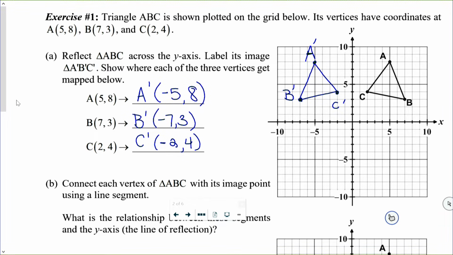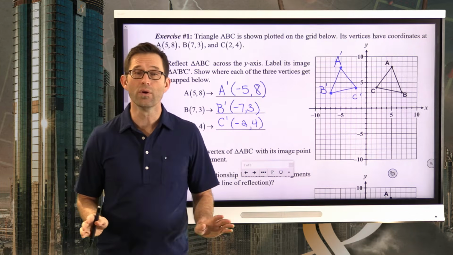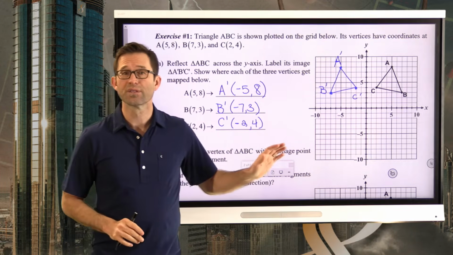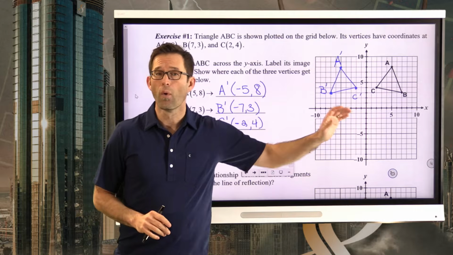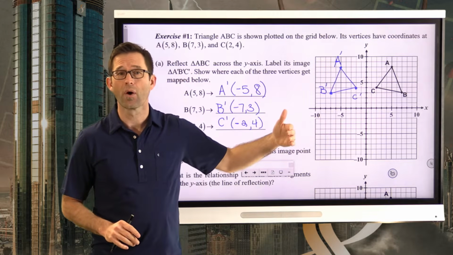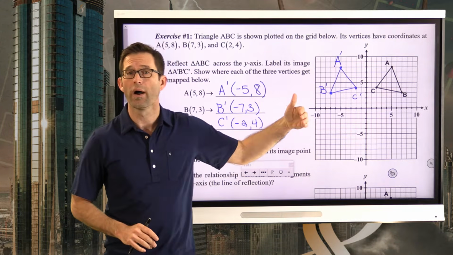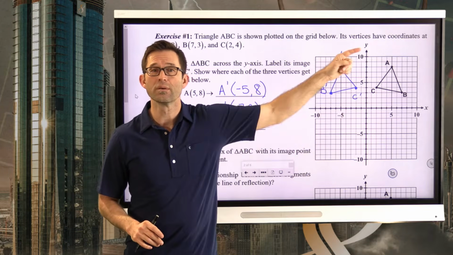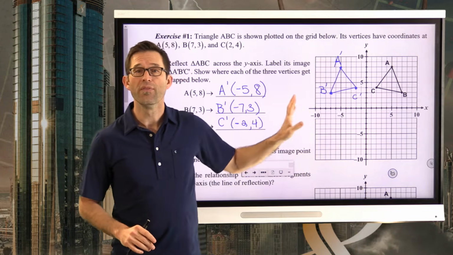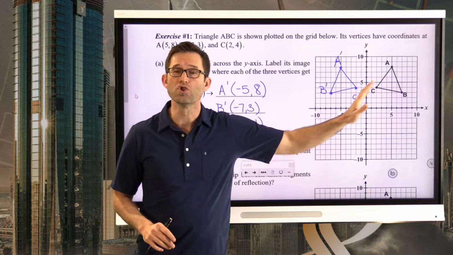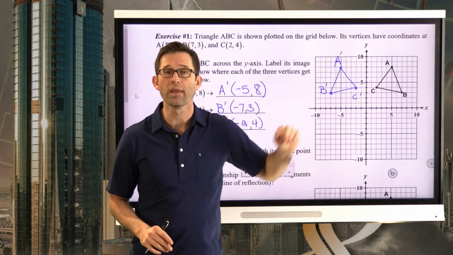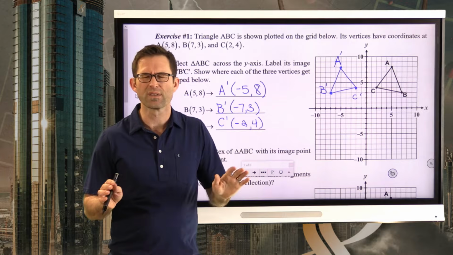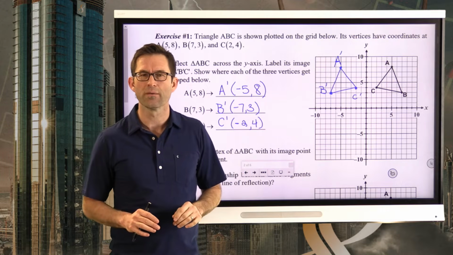You should likely use a straight edge just to make it look really good. Now, just a little side note: we could have called this a fold or a flip. We technically call it a reflection, and the reason why is that literally, if the y-axis was a mirror, then this would be the image of this triangle in that mirror, where everything kind of gets a little reversed, so to speak.